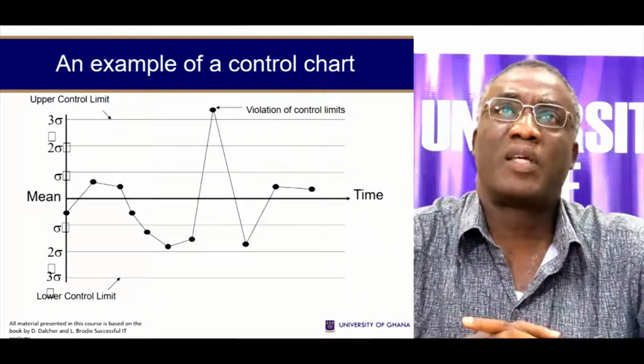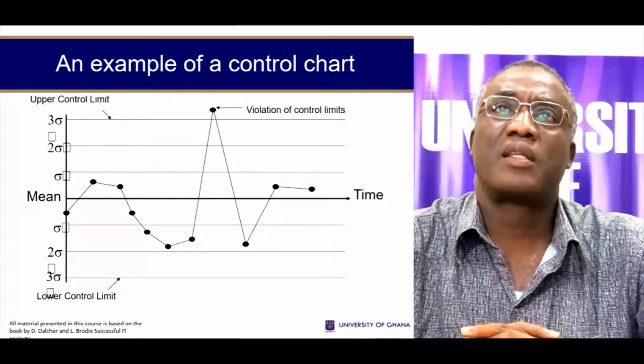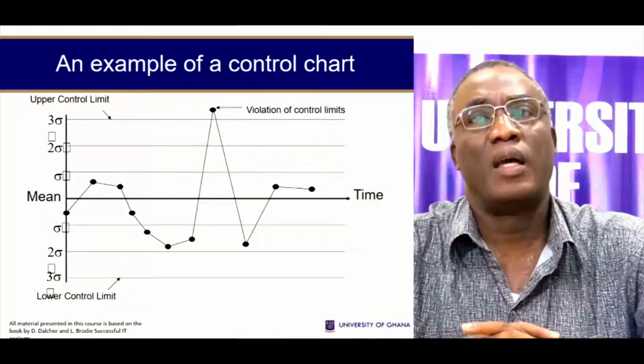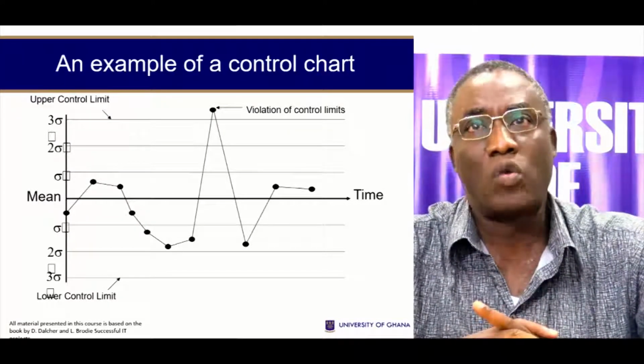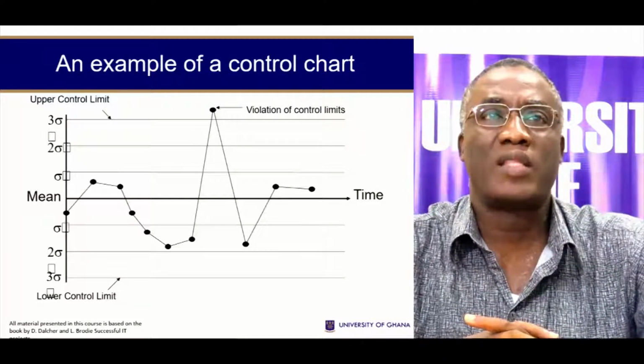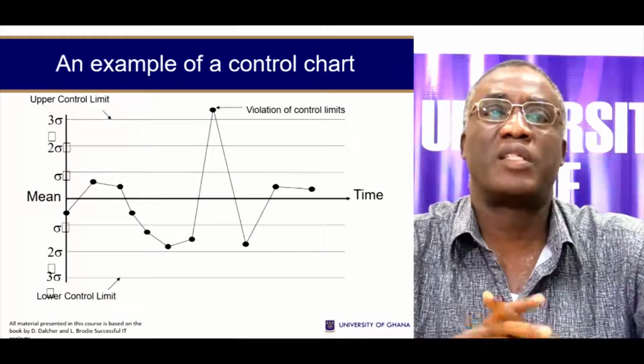So in this particular case, you can see that there's a violation of the control limit on one occasion. Otherwise, it's normally between 1 and 2 standard deviations.